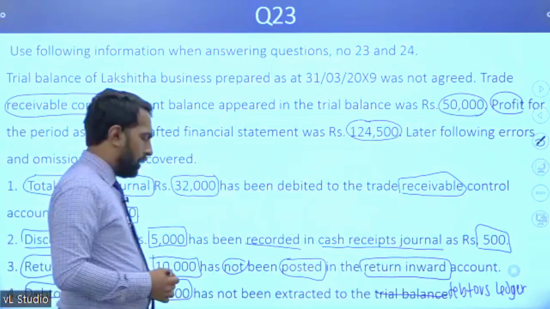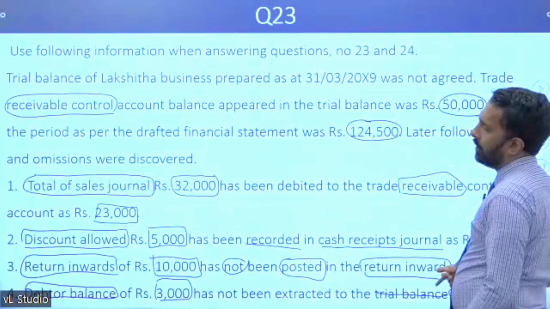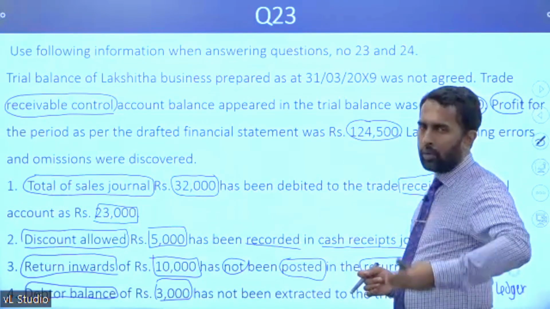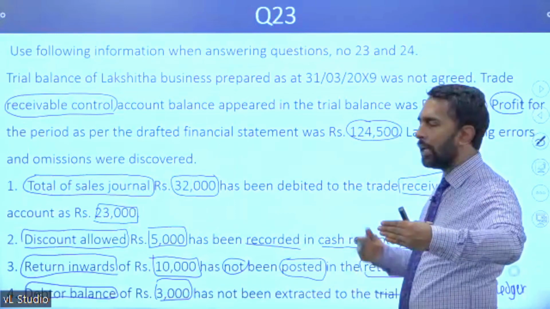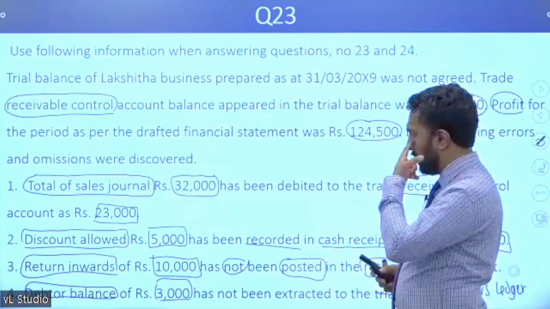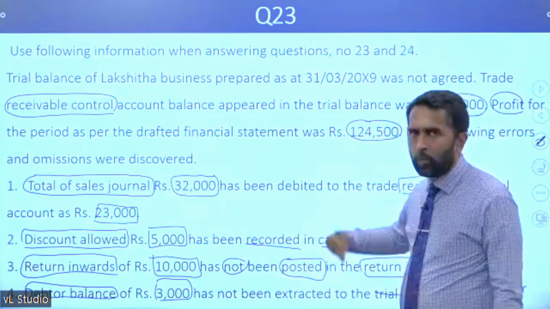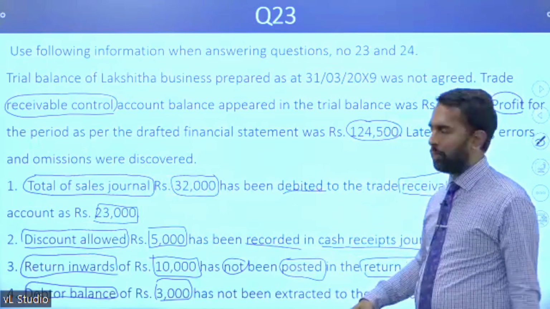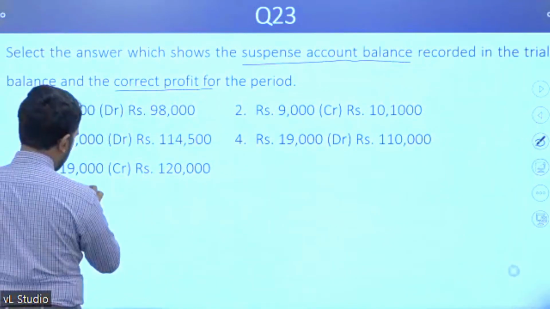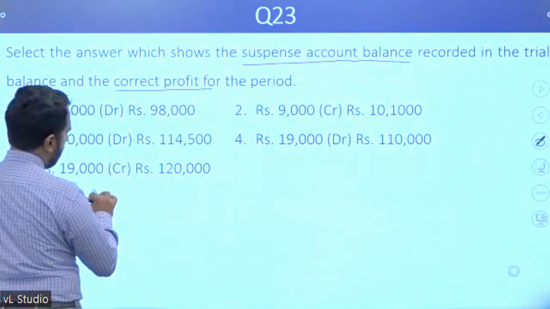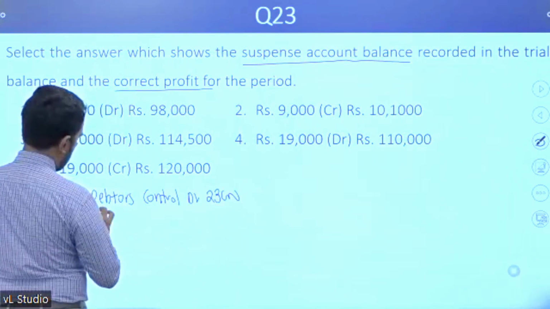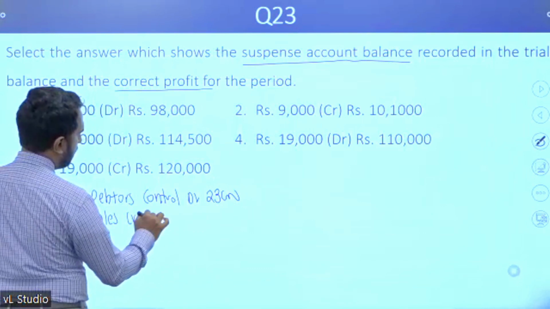Look here. If you look at the first one, it says the total of the sales journal. Now you know that for the total of the sales journal, you are passing a double entry: debtors control account, or the trade receivable control account, debit, sales credit. Now what they're saying is total of the sales journal of 32,000 has been debited to the trade receivable account as 23,000. So let me show it here like this. They have passed the entry, the debtors control, they have debited 23,000, and to the sales, they have credited 32,000.